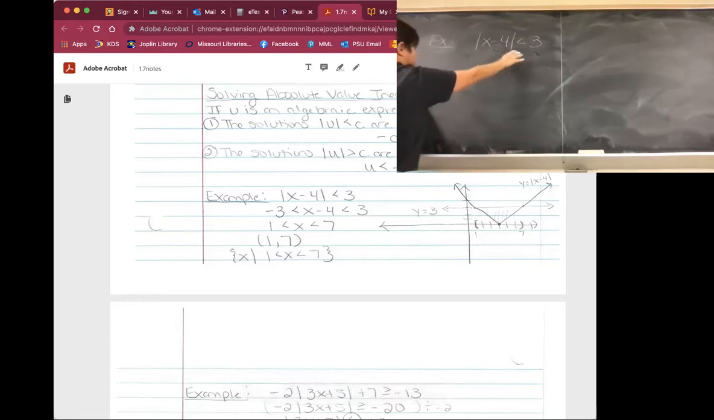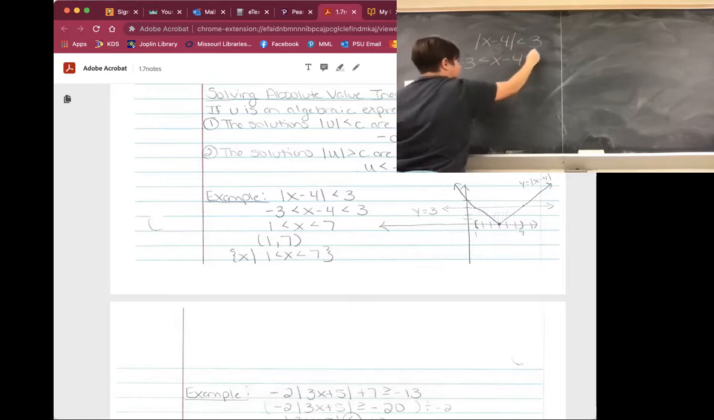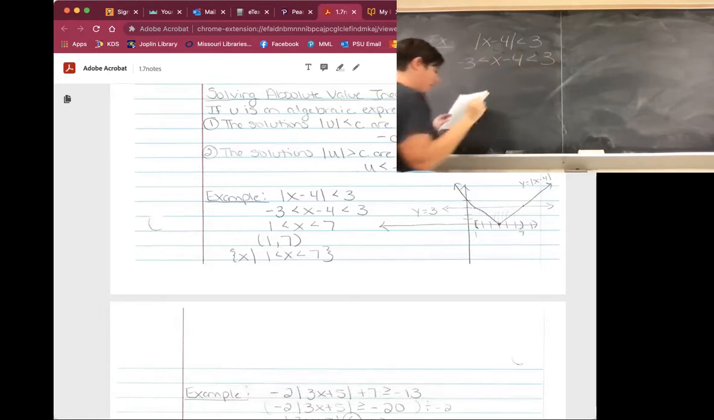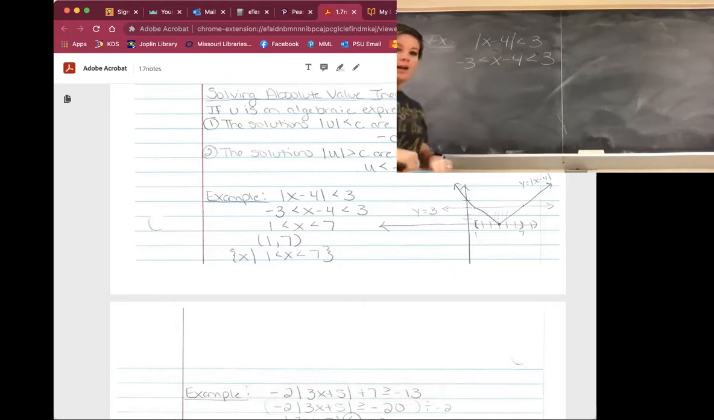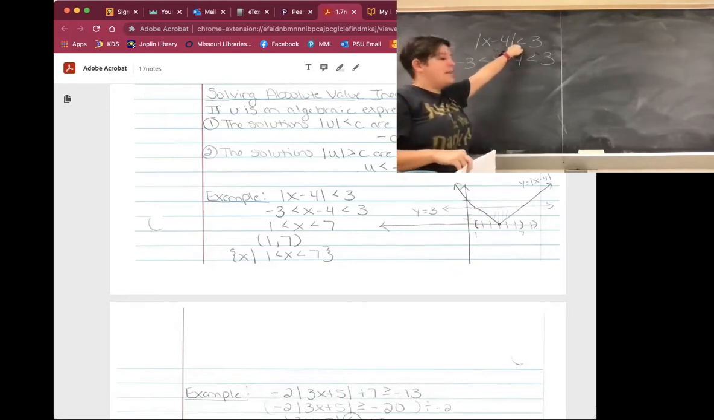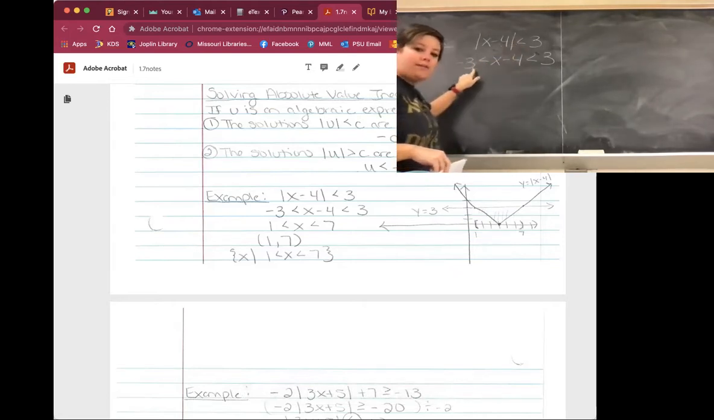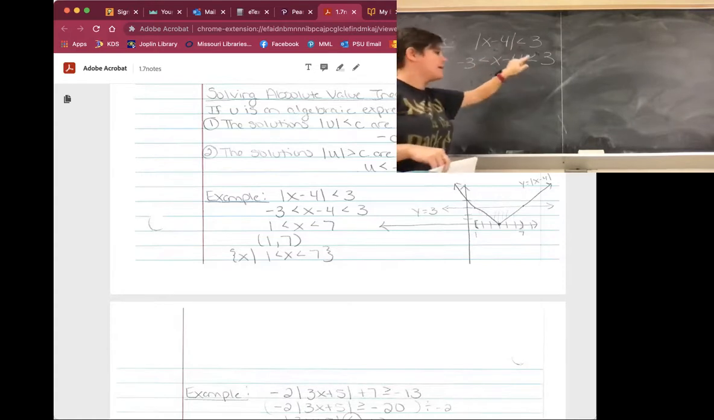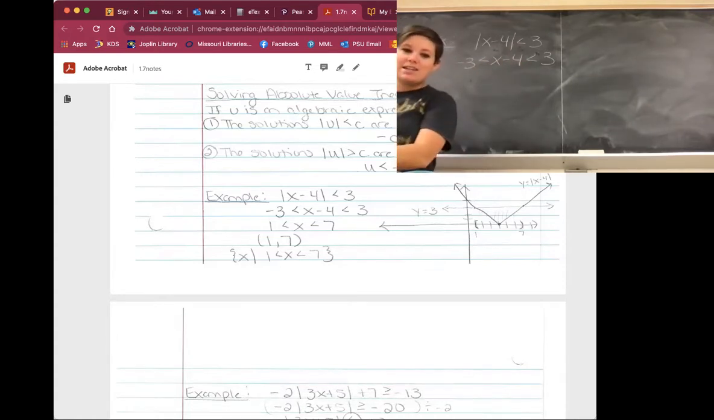So instead of leaving it written like this, I'm going to write negative 3 is less than x minus 4, which is less than 3. Had our problem originally said less than or equal to, then I would have less than or equal to as both of my signs here. But since it was just less than, I'm leaving it just as that.